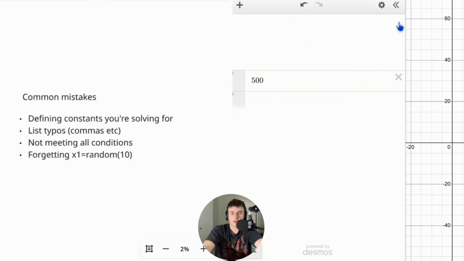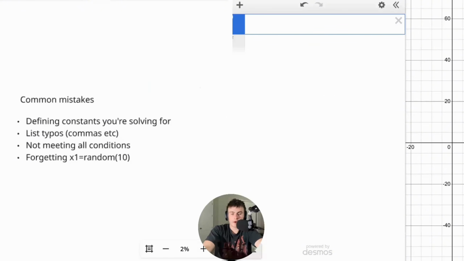Yeah, that's about it. So we will move on to the other parts of the course. Let me know if you have any questions about regression.